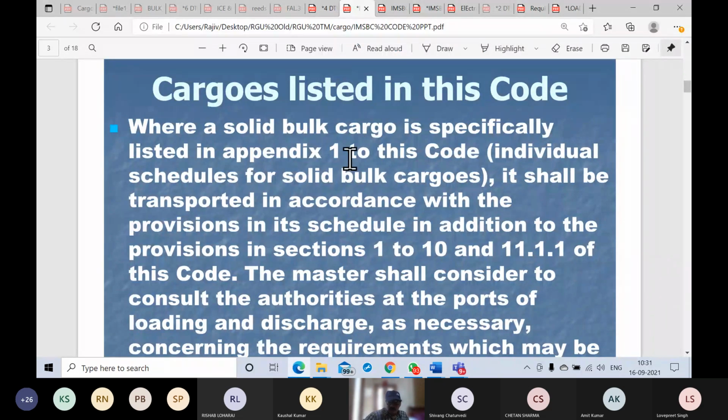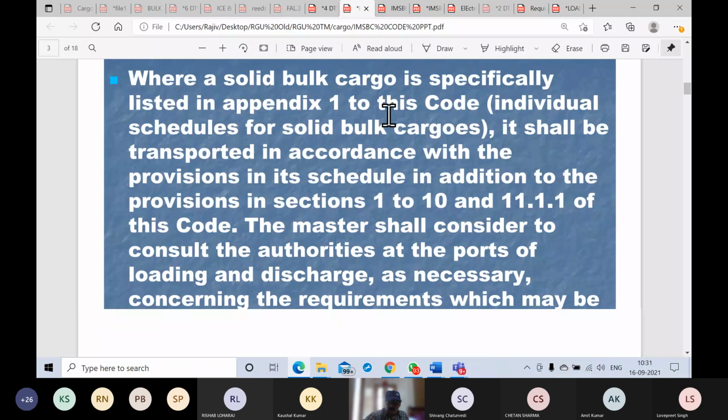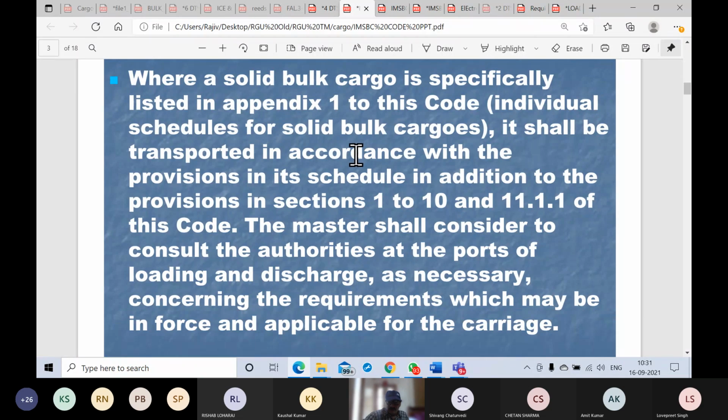When there are cargoes which are listed in this code, they are listed specifically in Appendix 1 to the code, which is called Individual Schedules for Solid Bulk Cargoes. Once a cargo is listed, it can be found in the appendix, and it shall be transported in accordance with the schedule described in Appendix 1.